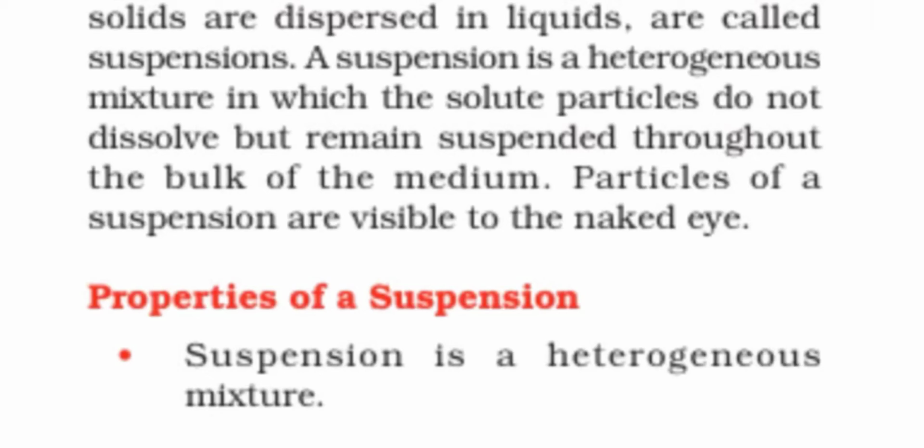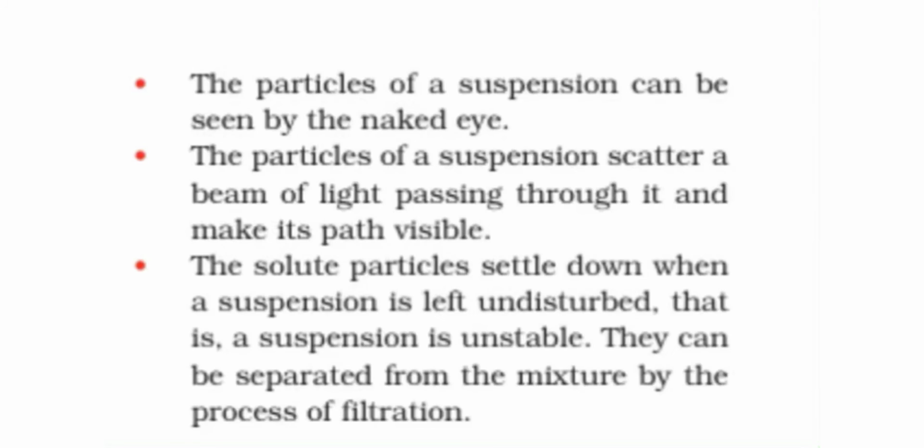Now let us see the properties of suspension. A suspension is a heterogeneous mixture, we already know it. The particles of a suspension can be seen by the naked eye. The particles of a suspension scatter a beam of light passing through it and make its path visible. So if a beam of light is passed through a suspension, then the particles scatter that beam of light and the path of light will also be seen clearly.